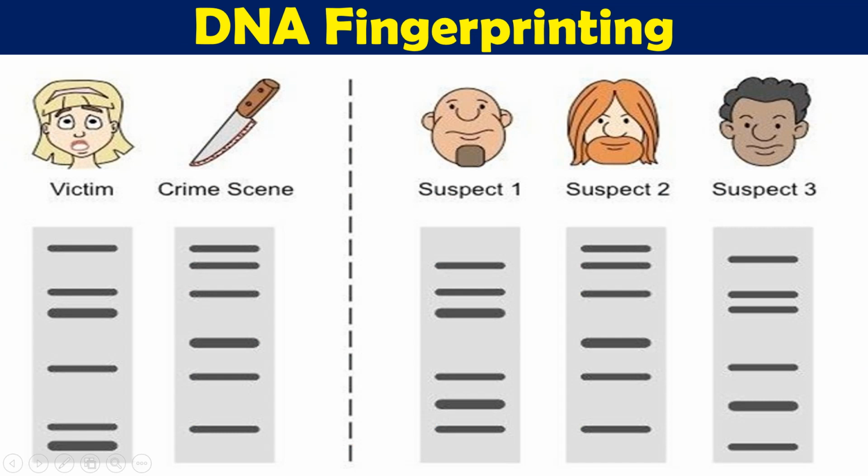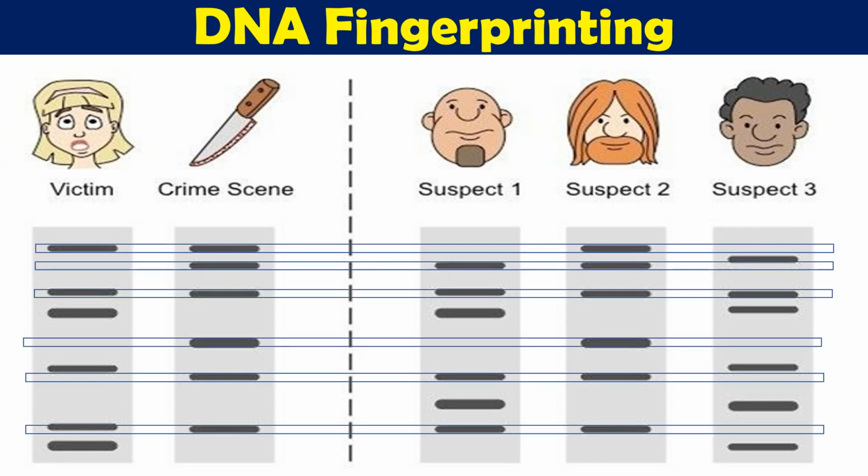So what we are going to do is match the DNA fragments from the crime scene with the victim and with the suspects. We can see which of the suspects is going to match the maximum bands, where maximum similarity is there. It might not be necessary that there will be 100% similarity, but the maximum DNA fragments of the crime scene will be matching with the suspect.